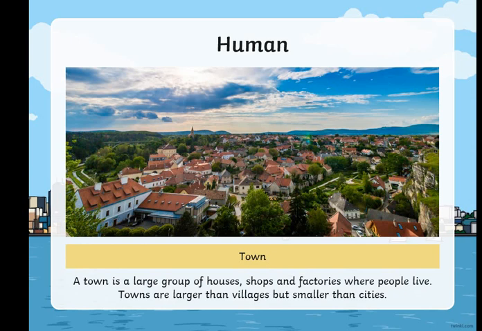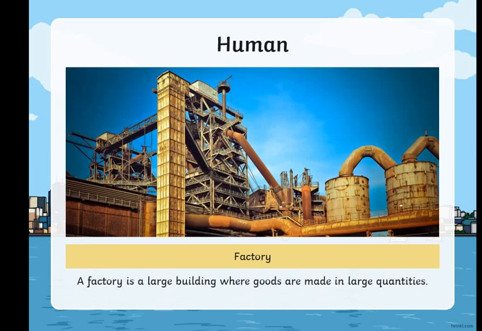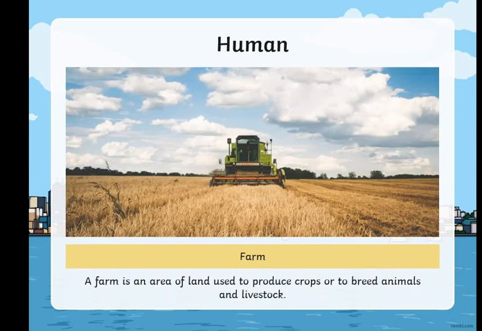So, there are even landmarks that humans made. A village is a small group of houses, perhaps with a few shops, that is often in the countryside. A factory is a large building where goods are made in large quantity. A farm should be physical, not human. It's an area of land used to produce crops or to breed animals and livestock.